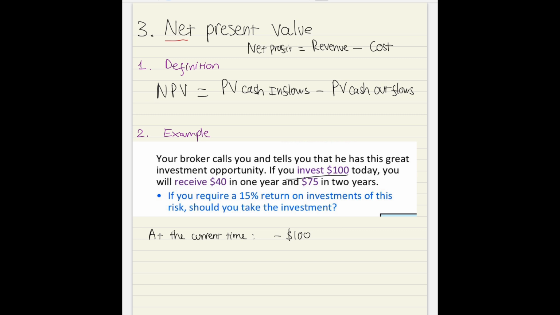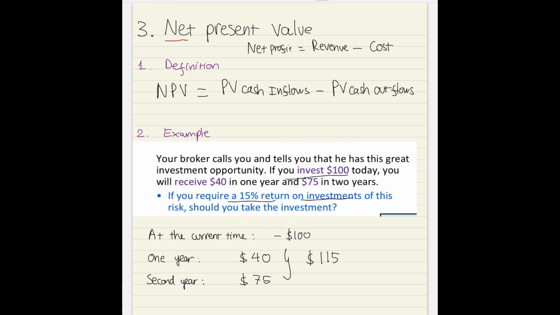And in fact, it does make a return. After 1 year, you receive $40. And in the second year, you make $75. So in the first year, it generates $40, and in the second year, it generates $75. So in total, you make $115, right? So if you require a 15% return on investment of this risk, should you take the investment?